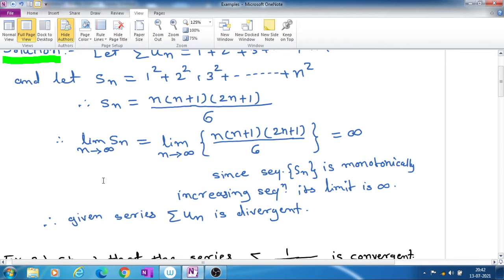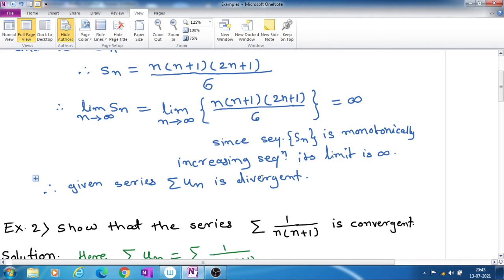Now we take the limit of Sn as n tends to infinity. Therefore this is equal to the limit of this formula n into n plus 1 into 2n plus 1 upon 6 as n tends to infinity. Now you see here, only at the numerator there exists n, and in the denominator there is only a constant, and therefore this limit as n tends to infinity, if we substitute n is equal to infinity, then this becomes infinity.